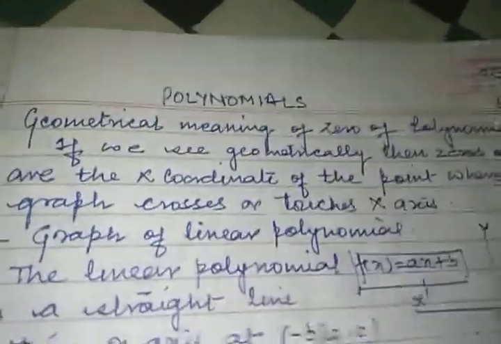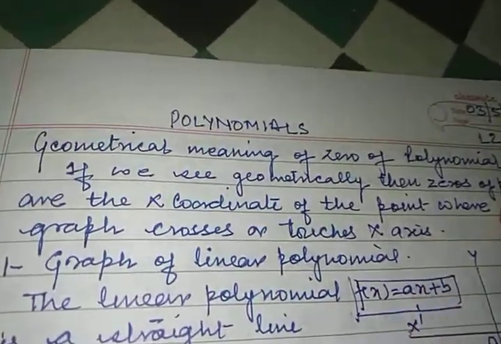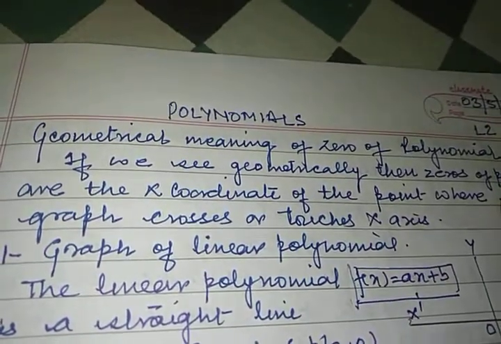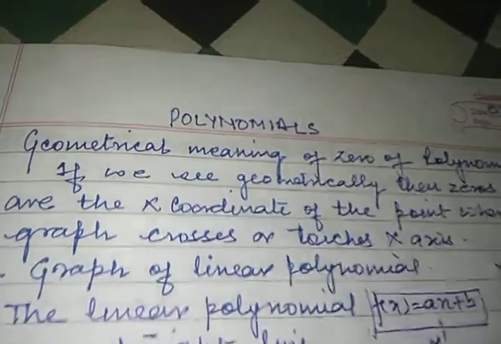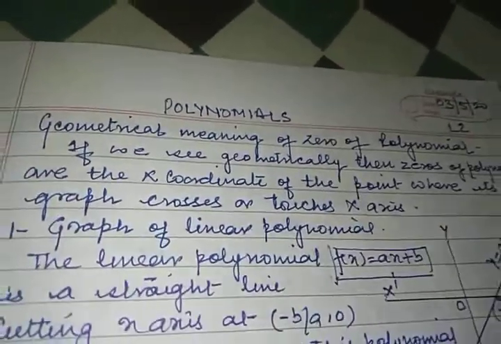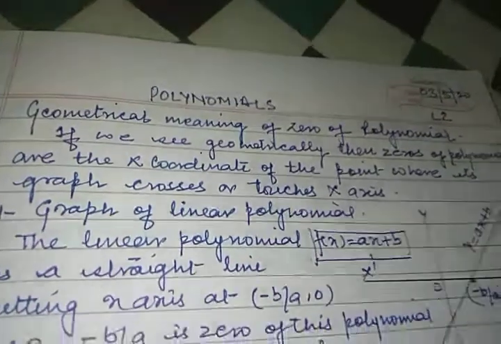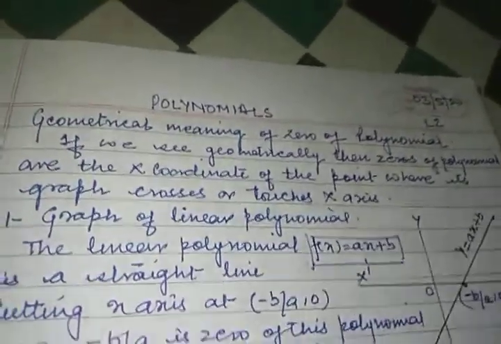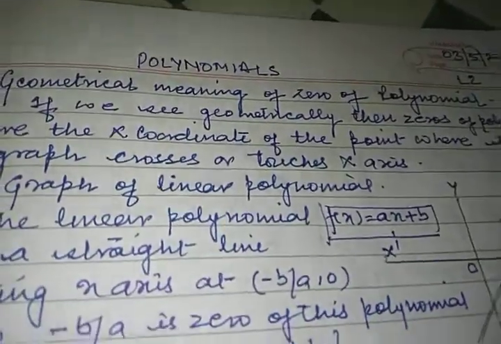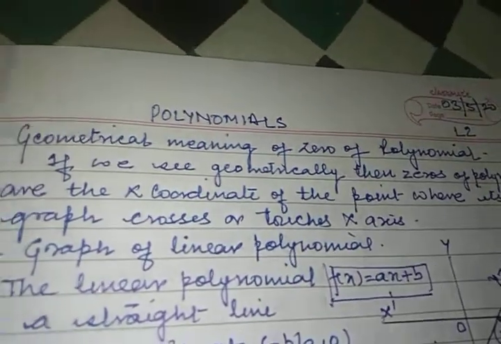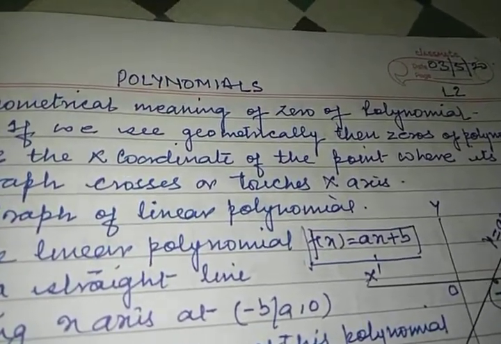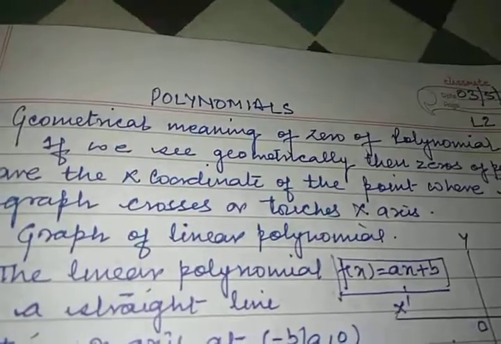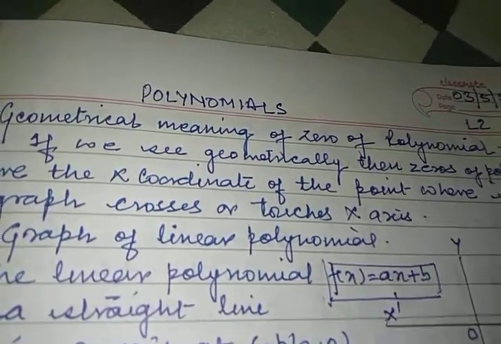Good evening, class 10. So last time I told you the zero of the polynomial. I told you that if f(x) is a polynomial, and alpha is the zero of the polynomial, in that case f(alpha) will be equal to 0. So to get the zero of the polynomial, we have to put f(x) equal to 0 and solve.